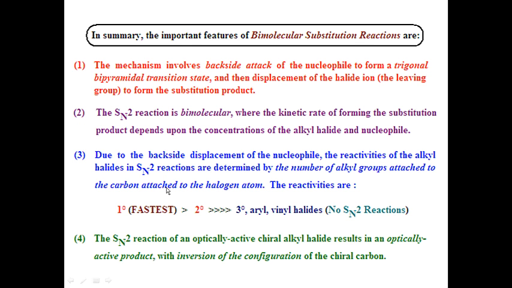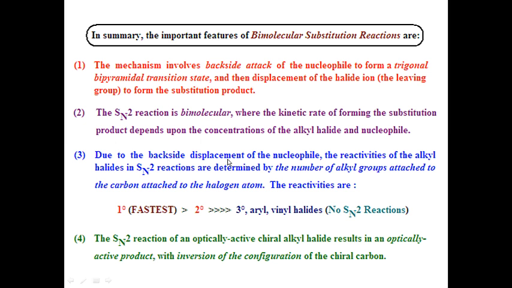So what do we know about SN2 substitution? We know that the mechanism is a backside attack of the nucleophile to form a trigonal bipyramidal transition state, and then the halide ion leaves. We also know that SN2 reaction is bimolecular in kinetics, and so the kinetic rate of forming the substitution product depends on the concentrations of the alkyl halide and the nucleophile, each to the first power. So it's first order in halide, first order in nucleophile, and overall second order, therefore bimolecular.